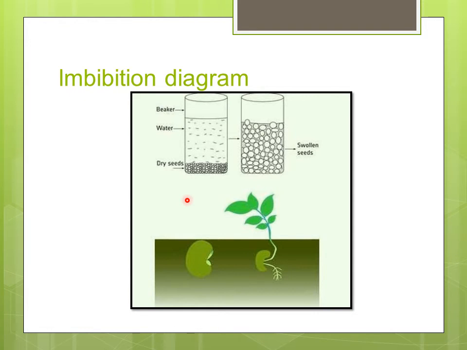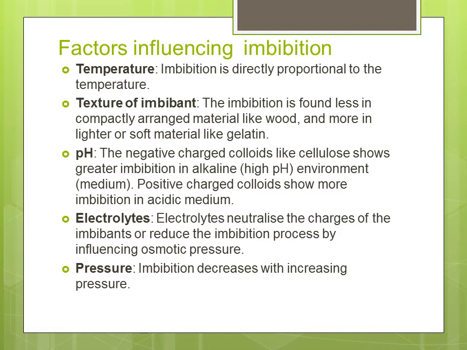So let us move on to the factors which lead to imbibition, or the factors on which imbibition depends. There are 5 main factors which influence imbibition. First is temperature. The second is the texture of imbibant. The third is pH. The fourth is electrolytes. And the fifth one is pressure. Now let us see in brief how they are affecting.